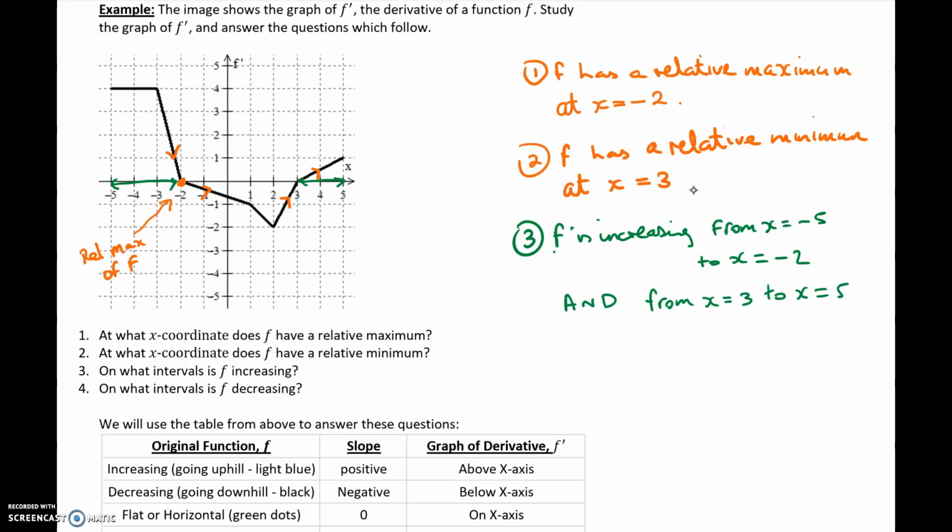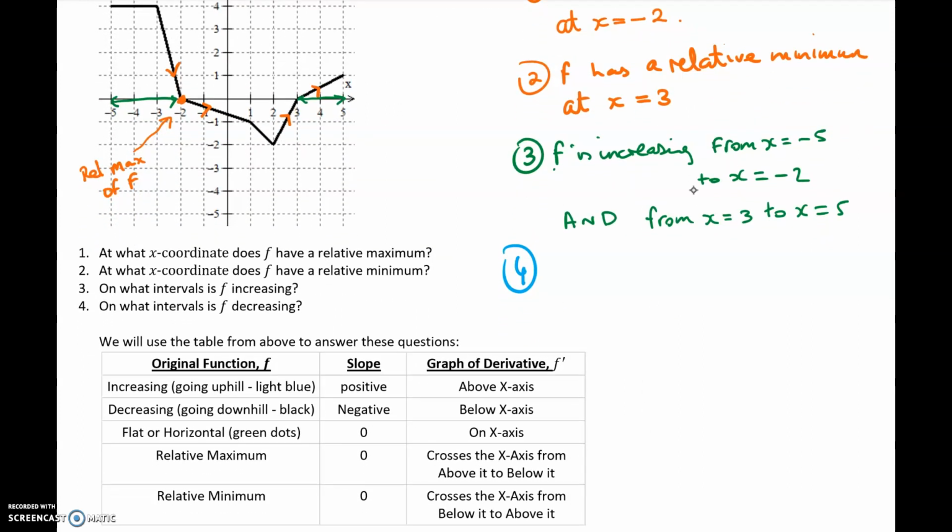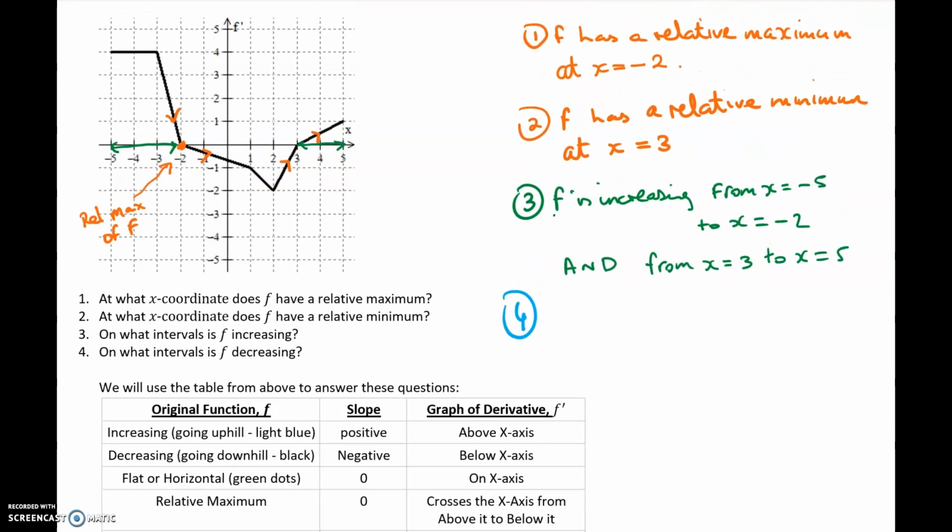One last question, number 4. On what intervals is f decreasing? Again, look at your table. F is decreasing when f prime is below the x-axis. So from -2 across to 3. F is decreasing from x equals -2 to x equals 3. And that's how to answer these questions.